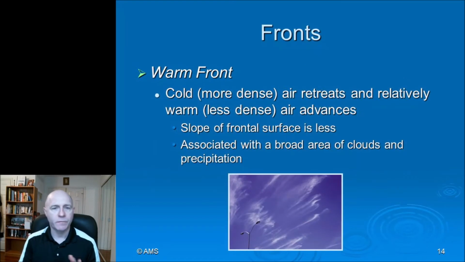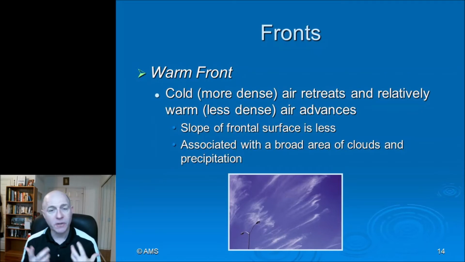So let's start with the warm front. You've got cold air. Again, cold air is more dense. All right, think about that stuff that came into the southern plains all the way to Texas back in February. It just kind of oozes down the center of the country in between 2 mountain ranges, in between the Rockies and the Appalachians. All right, so that cold, more dense air retreats and the relatively warm air advances.